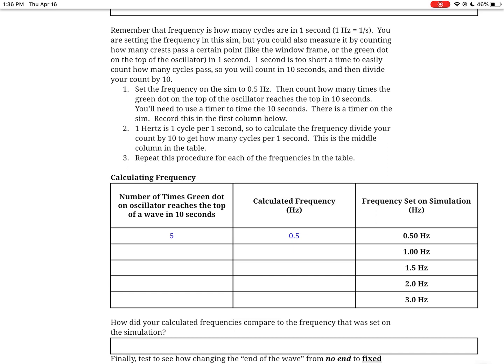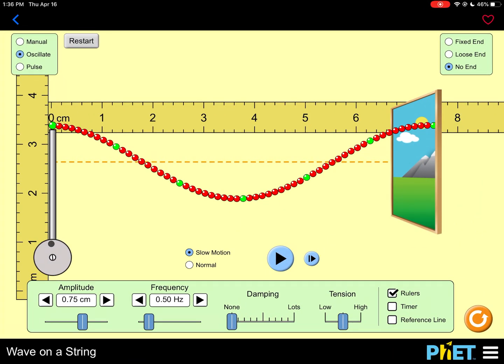Counting how many cycles in 1 second is going to be real tricky because that's too short of a time to be able to count how many waves went through in that time. So what we can do is count how many cycles pass in 10 seconds. So here's how you're going to do that. How many cycles pass in 10 seconds? You are going to go here.